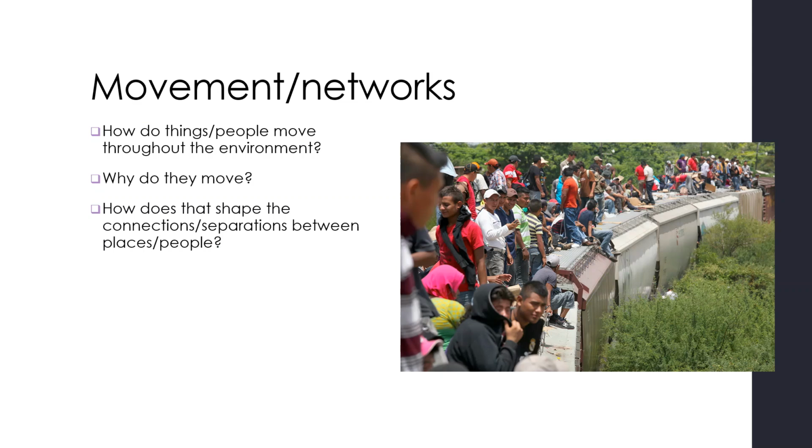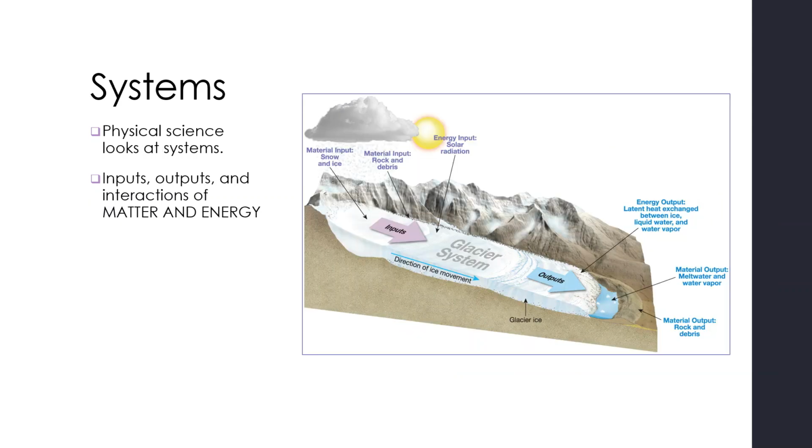Movement and networks, which I talk a lot more about in my regional and cultural classes, less so in this class. But as geographers, we're concerned with how do things and people move throughout the environment, why do they move, and how does this shape the connections and separations between places and people. And again, this is not one that we talk about too much in physical geography, but here is a picture of a train going through Mexico from several years ago when we had an influx of unaccompanied minors coming to the United States border. So as geographers, we want to know, how are these people traveling? Why are they traveling? What are the push and pull factors that are bringing them to the United States?